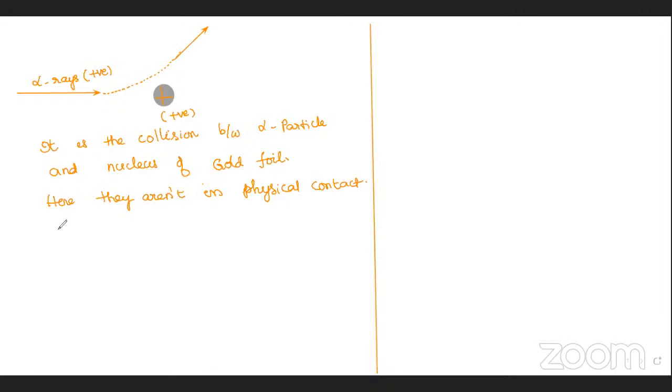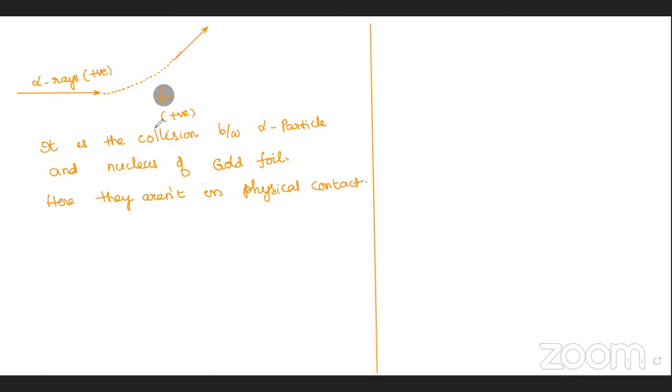But it is the collision, as I already told, between the alpha particle and here the nucleus. This is one type of collision. That's why my statement is valid. This is a practical example. Rutherford's experiment, practical observation. So you have to accept, right?